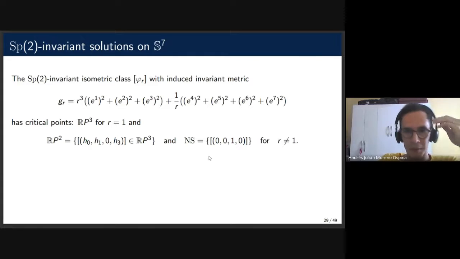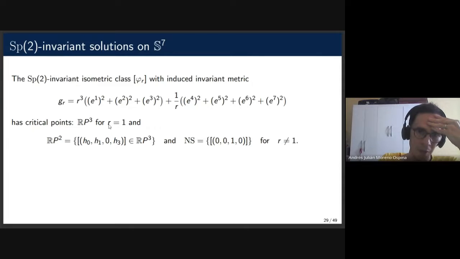In that case we consider one class of invariant G2 structures that induce this invariant metric. Basically, this invariant metric is equivalent to the canonical variation of the normal metric, and we show in the first part that the critical points for this class depend, of course, on the values of R. R here is a positive value.